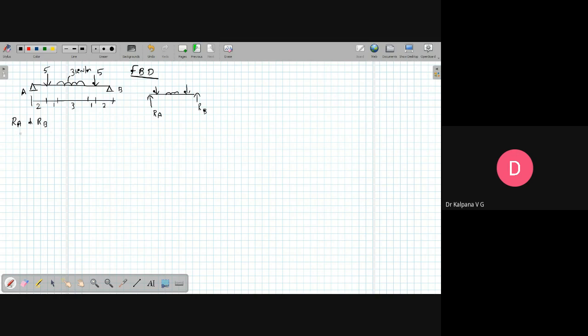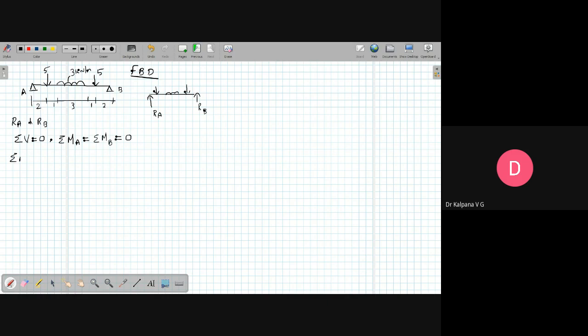So to find RA and RB, we need to use the equations of equilibrium, which is sigma V equal to 0, that is, sigma F, the basic equation. Here the beam is subjected only to vertical forces, so we can use this equation sigma V equal to 0. Another equation is, since the simple support allows rotation, the sum of moments of all the forces about support A, or about support B, is equal to 0. Both the supports are simple, so there is no resisting moment. It allows the rotation, so MA and MB are equal to 0.